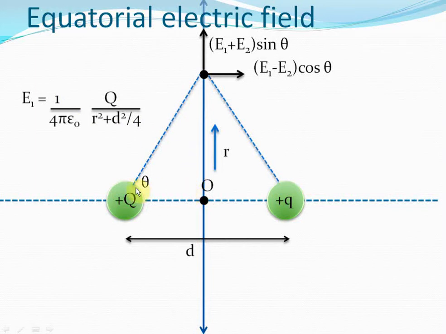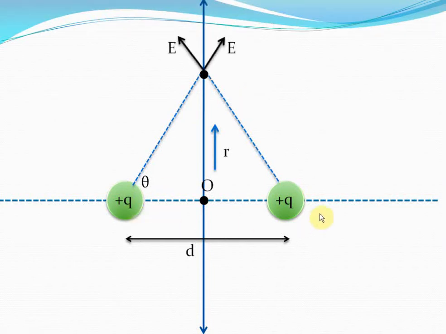That's because the length of this hypotenuse here, which is the distance between the plus q charge and the point at which the electric field is to be calculated, is square root of r square plus d square by 4, isn't it? Similarly, the electric field because of this charge plus small q will be 1 by 4 pi epsilon naught into q by r square plus d square by 4. Thus you can calculate the value of the electric field and also the direction of the electric field on the equator. In the special case when both the two positive charges are of the same magnitude, the net electric field will be E and E along these directions shown.